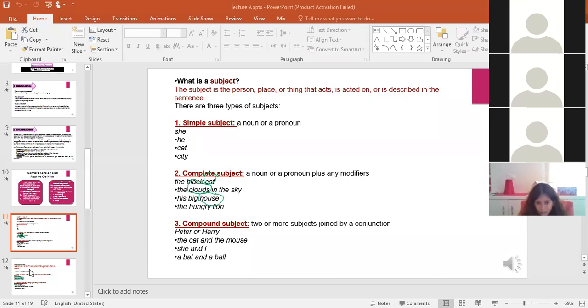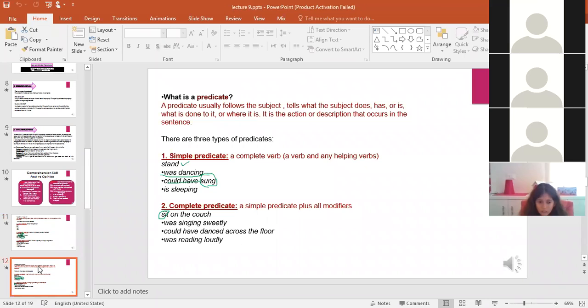We said that a simple subject is made up of just a noun or a pronoun. A complete subject is made up of a pronoun plus any modifier, or a noun plus any of the modifiers. A compound subject is made up of two or more subjects joined by a conjunction. Conjunctions are either, or, and. Okay?